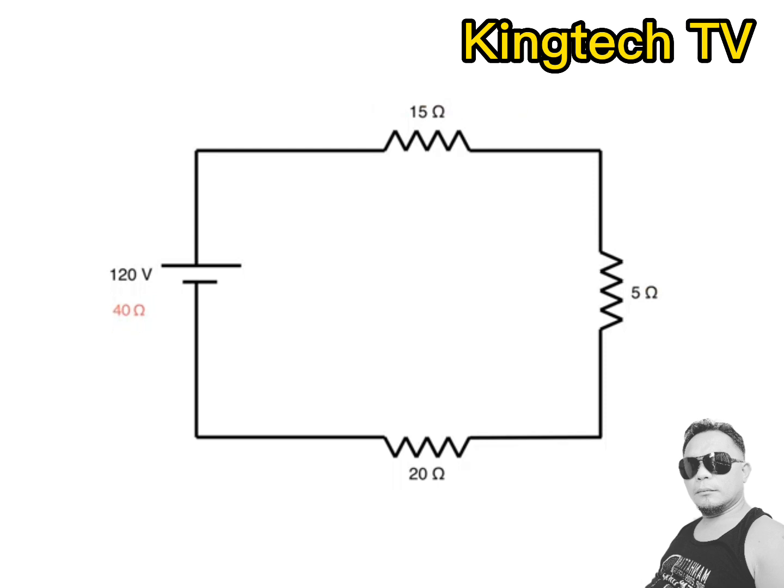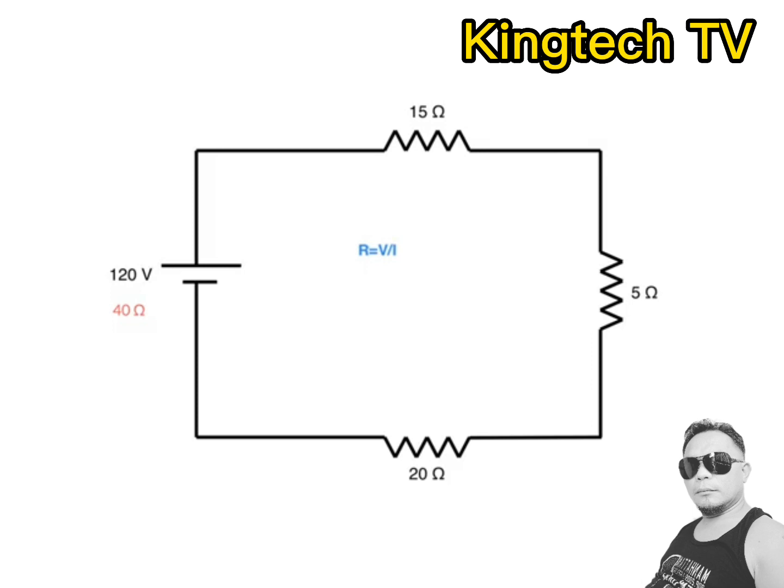Now we can see that we have 120 volts and 40 ohms. We can determine the current using Ohm's Law. Let's take a look at what that looks like right now. Now Ohm's Law tells us that resistance is directly proportional to the voltage and inversely proportional to the current. That's as basic as Ohm's Law.